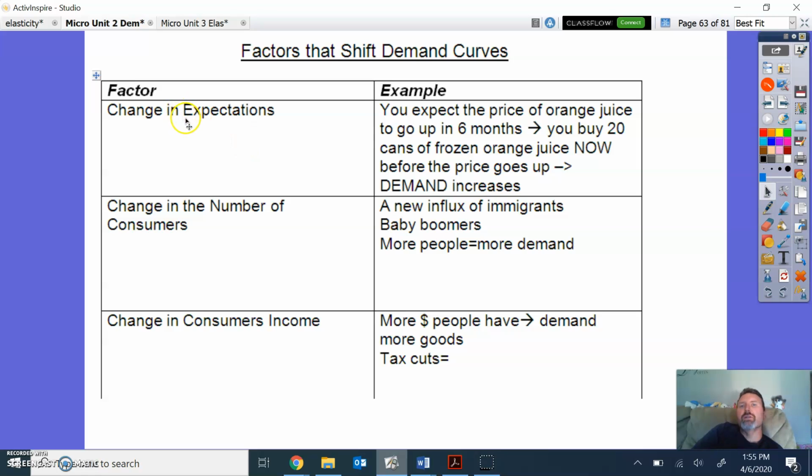All right, so for instance, a change in expectations. You expect the price of orange juice to go up in 6 months. So you're thinking, it's going to be really high later. So you buy a bunch of orange juice now before the price goes up. And if you and a bunch of other people do that, that's going to cause demand to increase. Demand is going to move out. Okay? So if you expect the price of plane tickets to drop in the upcoming months, you wait. Okay, and then the demand will move in at that time. So it's a change in expectation.